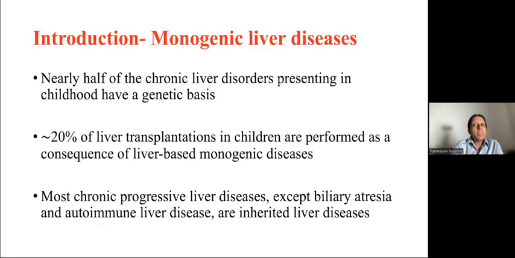If you take the monogenic liver diseases, nearly half of the chronic liver disorders presenting in childhood have a genetic basis. Roughly 20% of liver transplantations in children are performed as a consequence of liver-based monogenic diseases. And also, most chronic progressive liver diseases, except biliary atresia and autoimmune liver diseases, are inherited liver disease.